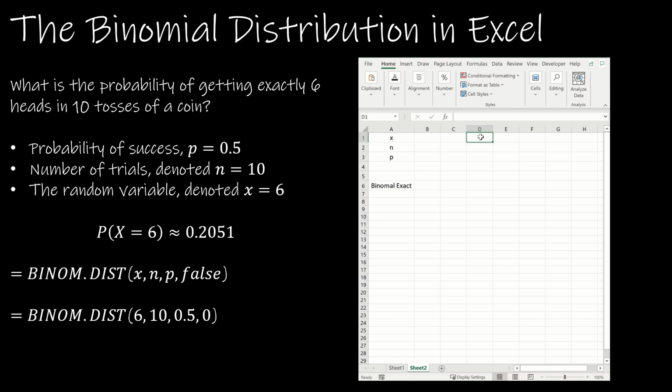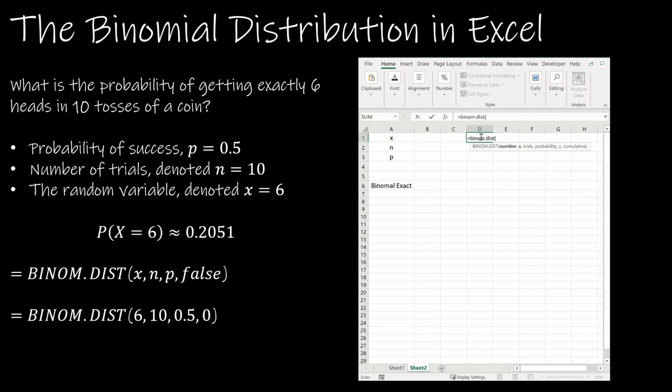The first is just choose a cell, start entering binom dist, and again, we're still going to need to be smarter than Excel. So we still need to know that this is a binomial distribution because we have independent trials with two outcomes, success and failure. We also need to know what is P, what is N, and what is X. Now, lucky for us, we already know all of those things because we've already done this question.